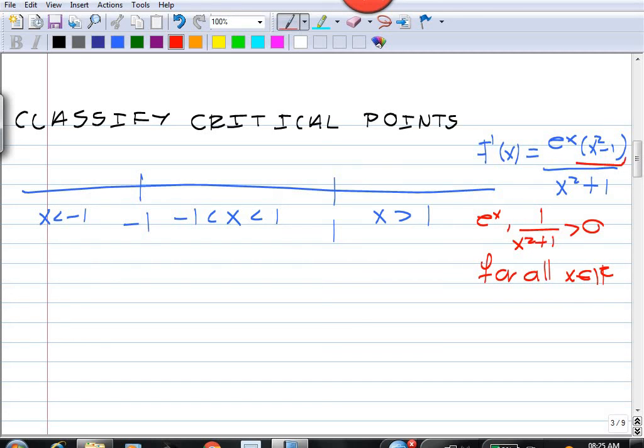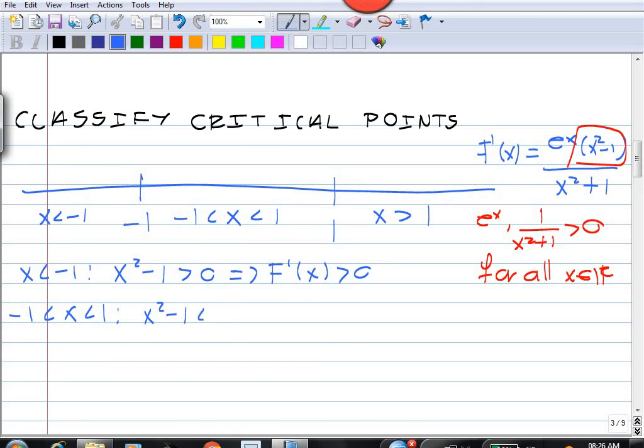Therefore, the sign of the derivative is determined by that term. So, let's see. For x less than minus 1, x squared minus 1 is bigger than 0, and that tells us that the derivative is also bigger than 0. For x between minus 1 and 1, x squared minus 1 is less than 0, which tells us the derivative is likewise less than 0. And for x bigger than 1, x squared minus 1 is again positive, which tells us that the derivative of f is also positive.